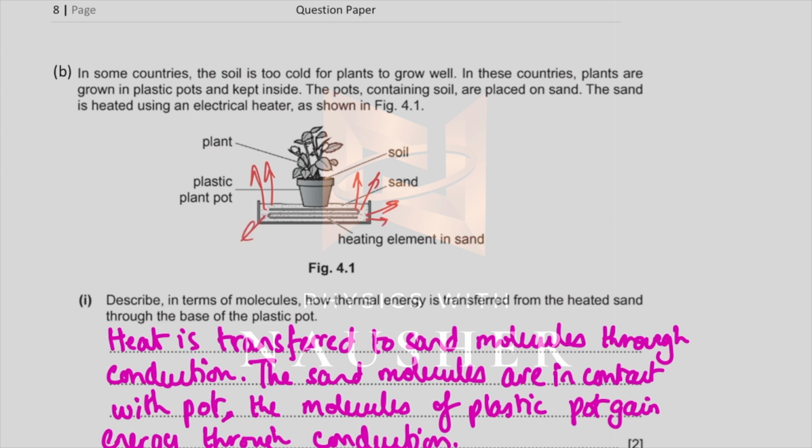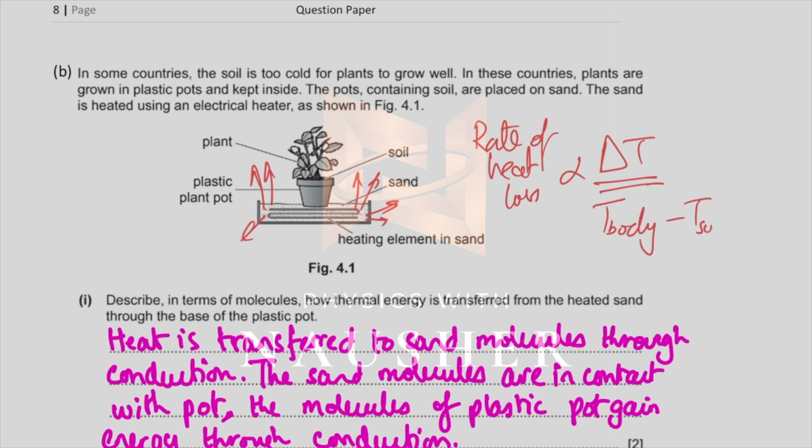और ये याद रखना that the rate of heat loss is directly proportional to your temperature difference, the difference between the temperature of the body and the temperature of the surroundings. जितना टेम्परेचर डिफरेंस ज़्यादा होगा उतना ज़्यादा रेट ऑफ हीट लॉस होगा.